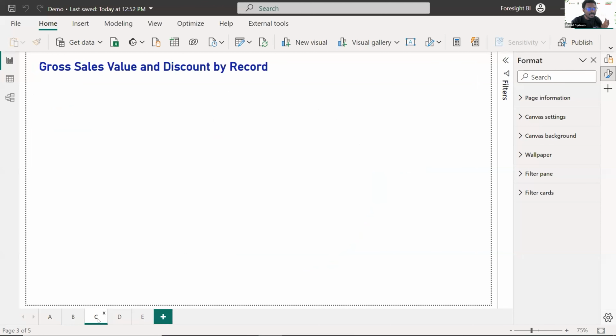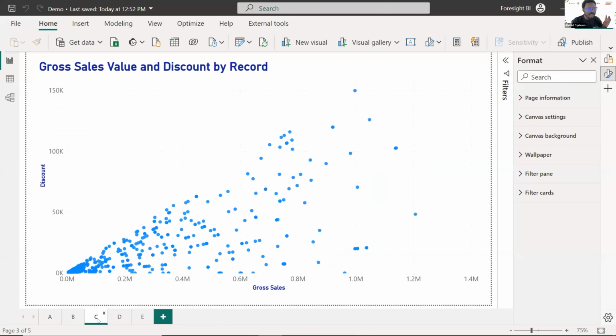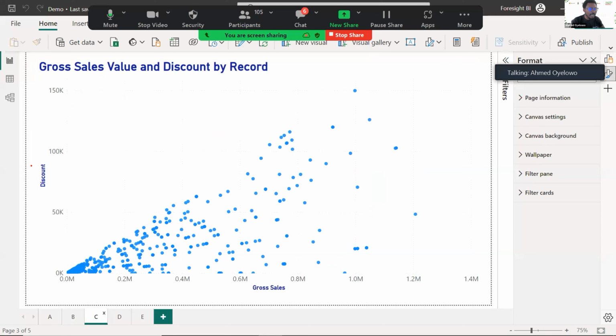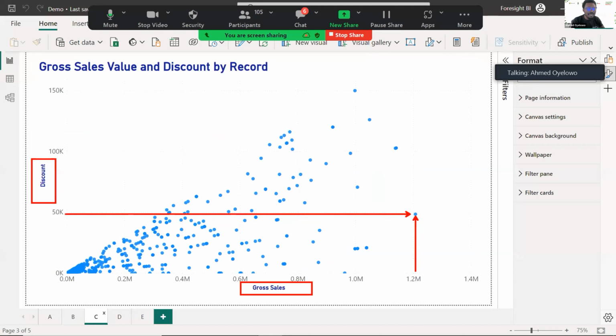segments. Number 3, I have sales value and discounts by my data record. If you check, you are going to see that I'm showing discounts on one axis and my gross sales on the other axis. What this means is when you look at this one, for example, it tells me that when the gross sales is like 1.2 million, I probably have given a discount of around 50,000 or something like that. So this is showing me the relationship between my gross sales and my discounts.